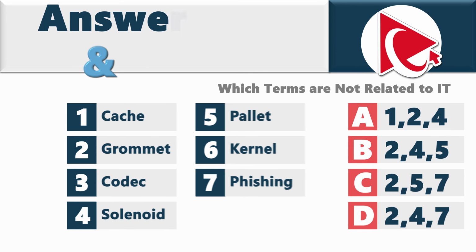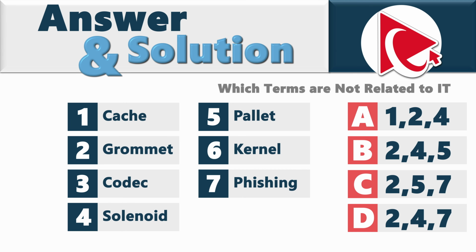If you read the original question carefully, you will see that we need to identify terms not related to IT. So the choices not related to IT are grommet, solenoid, and palette. And the correct answer here is choice B, 2, 4, and 5.